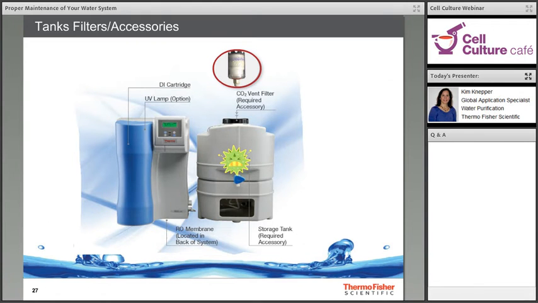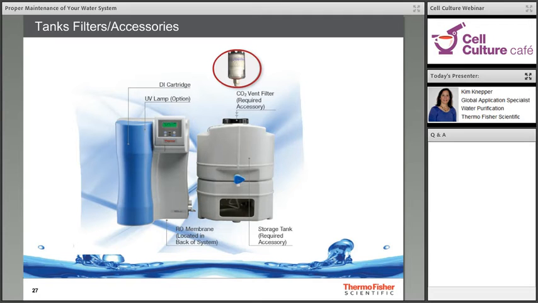So the last consumable that could be found in a water system are vent filters, or accessories that are associated with the storage tank. Vent filters or CO2 vent filters are used to protect the stored purified water from airborne contaminants like bacteria, dust, or even CO2. Some storage tanks may even use a UV light to discourage bacteria growth. So refer to the manufacturer timeline and instructions for replacement.